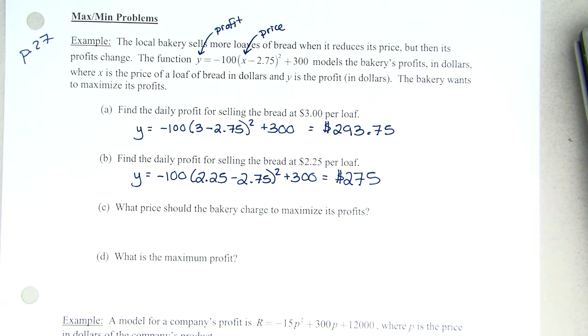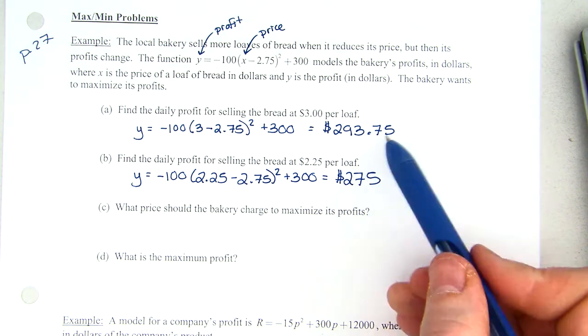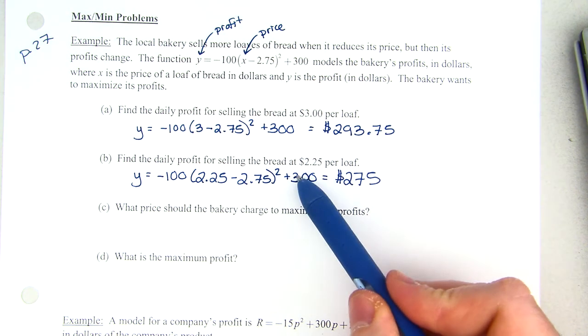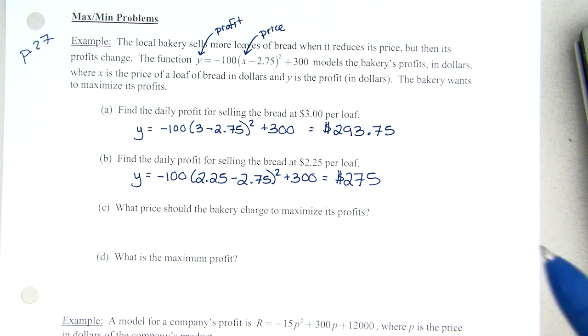Part C. What price should the bakery charge to maximize its profits? Well, clearly charging $3 is better than charging $2.25. But there are other prices they could charge as well. They could charge $2.50. They could charge $5. They could charge $20 for a loaf of bread. I've got to find that best price.